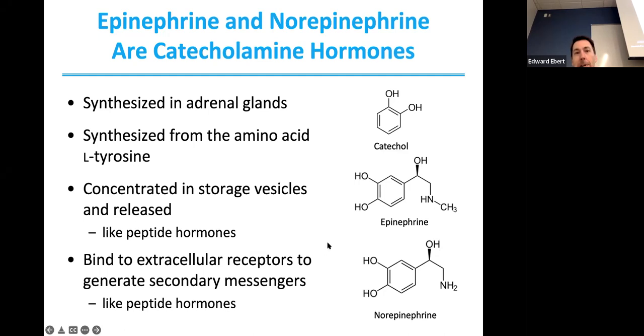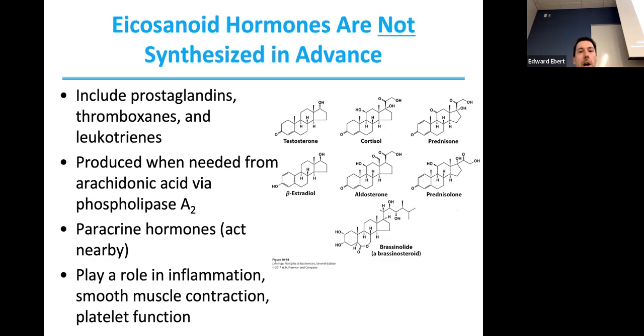But again, our catecholamine hormones are very similar to our peptide hormones in that they are held in secretory vesicles and released as needed. Now, on the other hand, if you smack yourself in the leg with a tree, your eicosanoid hormones are not synthesized in advance. They are made as needed.